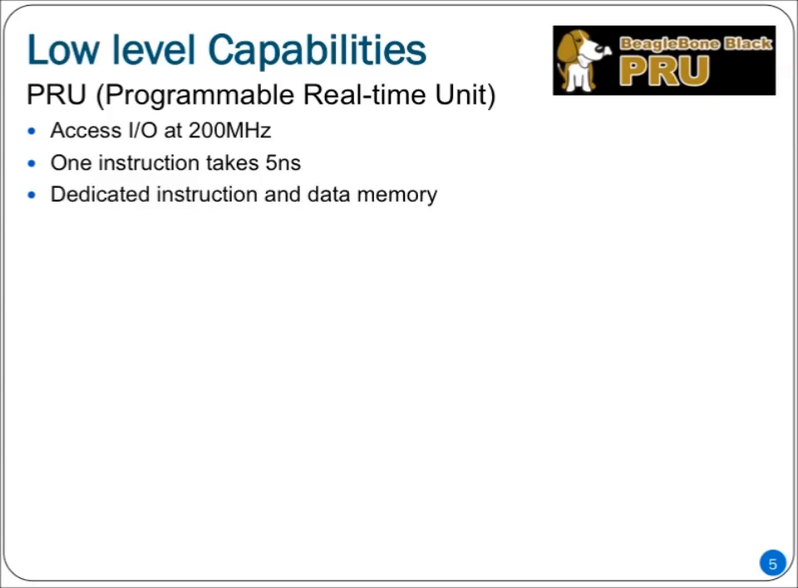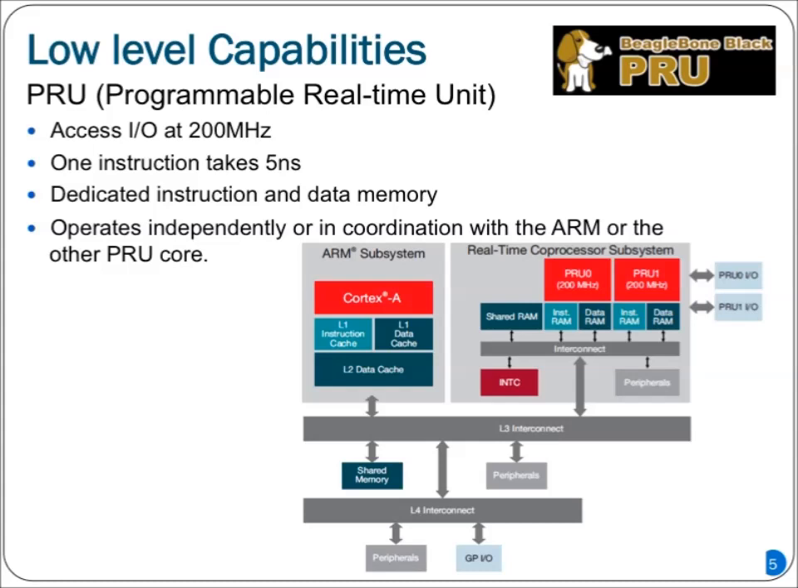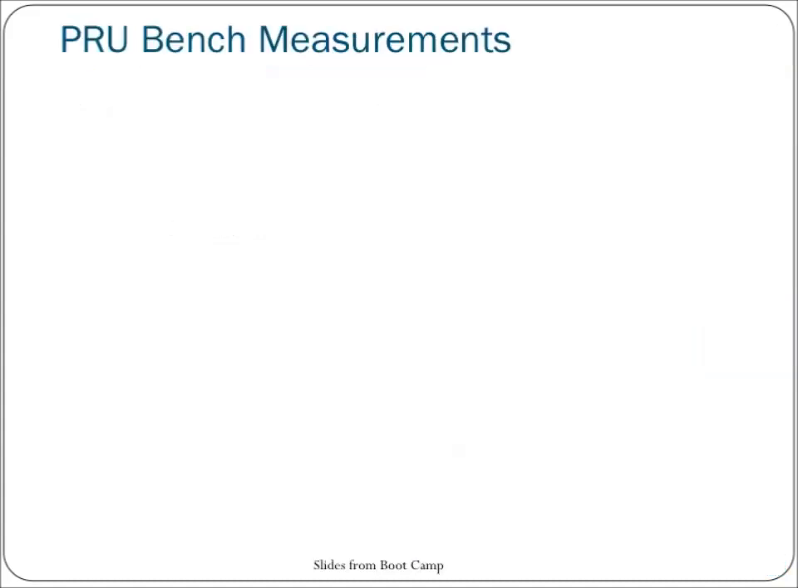It has dedicated instruction and data memory, and it runs in parallel. It's like a co-processor, as Fatima said. So you have here the ARM side, and you have here the PRU side. And I will compare the capability of the ARM side and the PRU side. So let's take a look at this PRU benchmark.